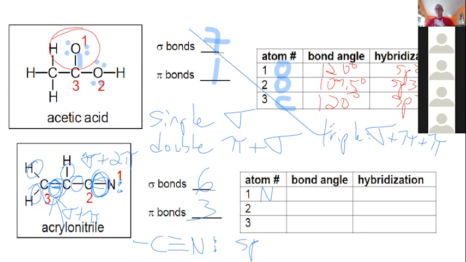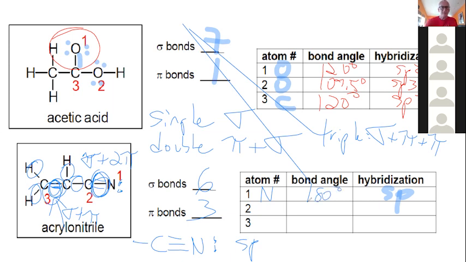Remember, it only needs two equivalent regions of electrons. One to make a sigma bond and the other for that lone pair. So it is SP. What is going to be the bond angle? If you have SP, what bond angle is that? 180. Yeah, it's linear, because the greatest distance between that triple bond and the lone pair is 180 degrees. You want to get them as far away from each other as possible. So that is 180.